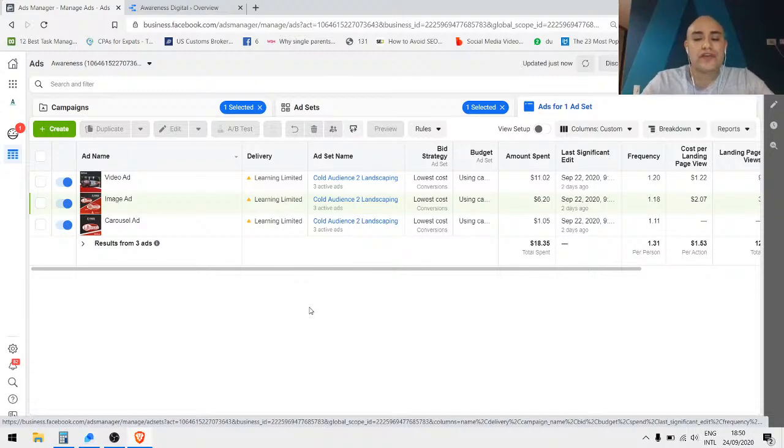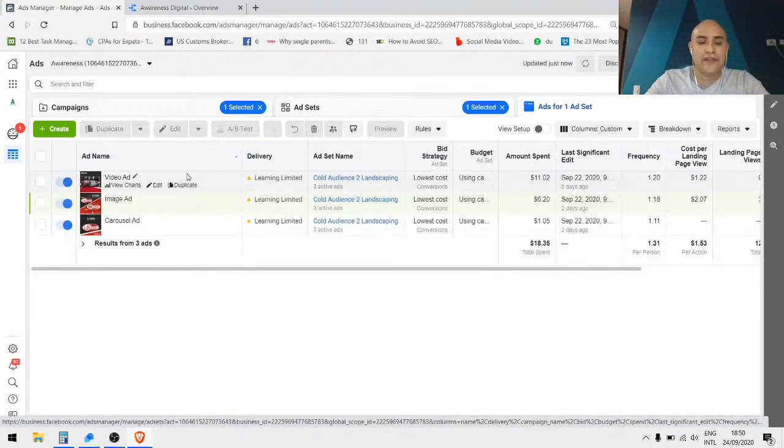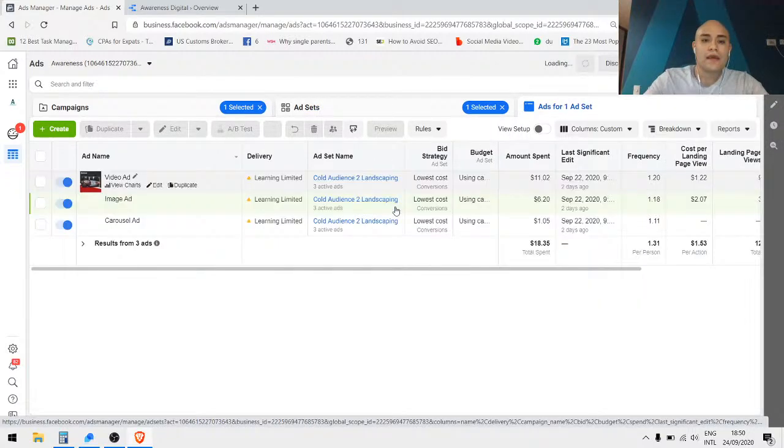Anyways, back to the ads. So when you see the ad sets, right? We have 5 ad sets, and then we have 3 ads per ad set. I just checked this one so I wouldn't overwhelm everybody.